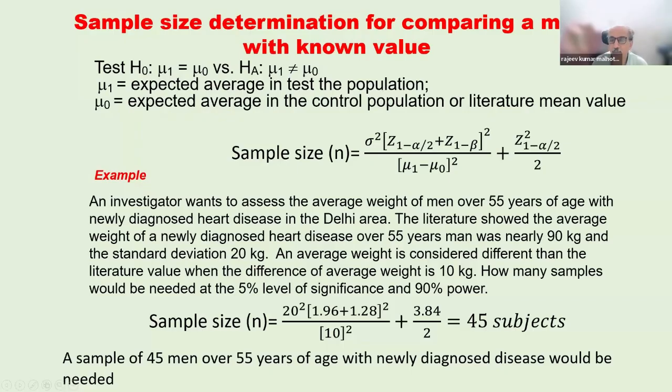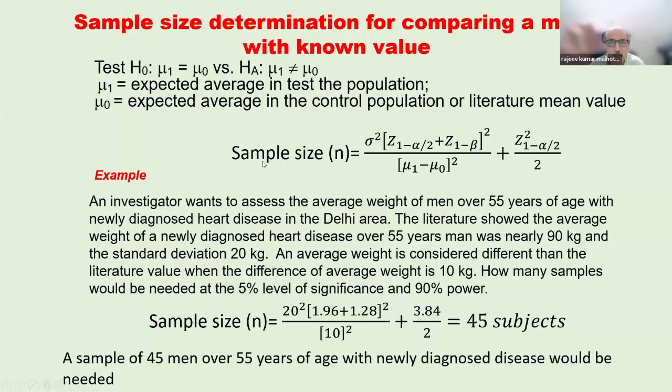We don't take a sample for calculating this one. So this is the one-sample analysis, comparing with the historical value. This is generally not done in medical studies, but in some cases, such as RCTs or phase 1 trials, we generally do that. We cannot take a control group, so we compare with the literature value. An investigator wants to assess the average value.